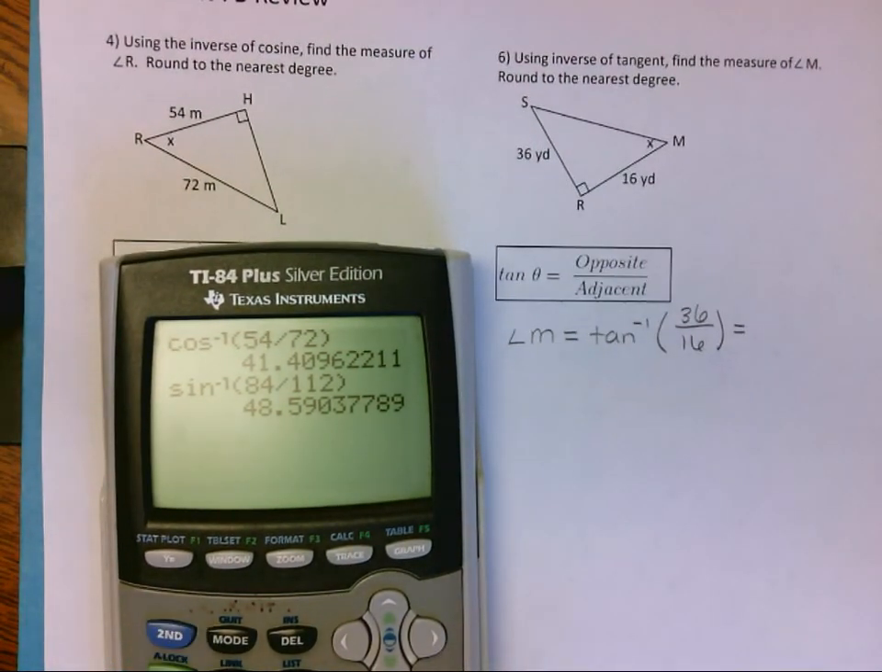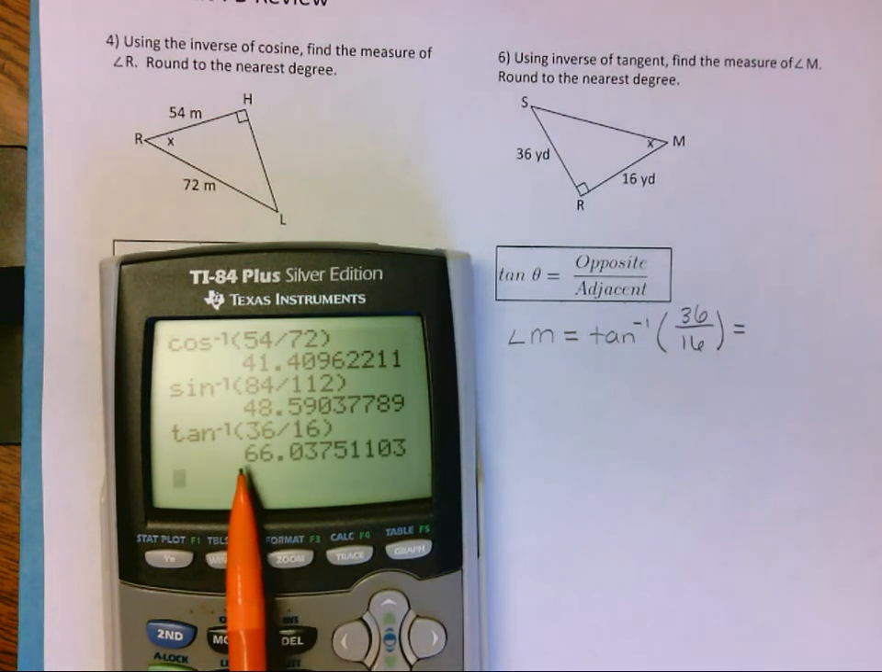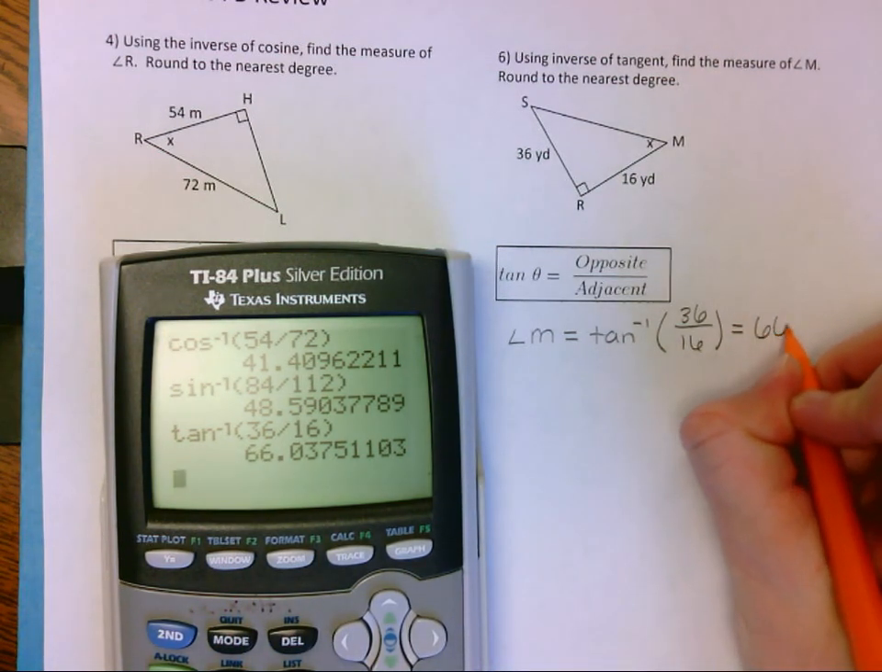Press second tangent to get the inverse tangent. 36 divided by 16. Rounding to the nearest degree. Look one decimal behind, the 0 will leave that at 66 degrees.